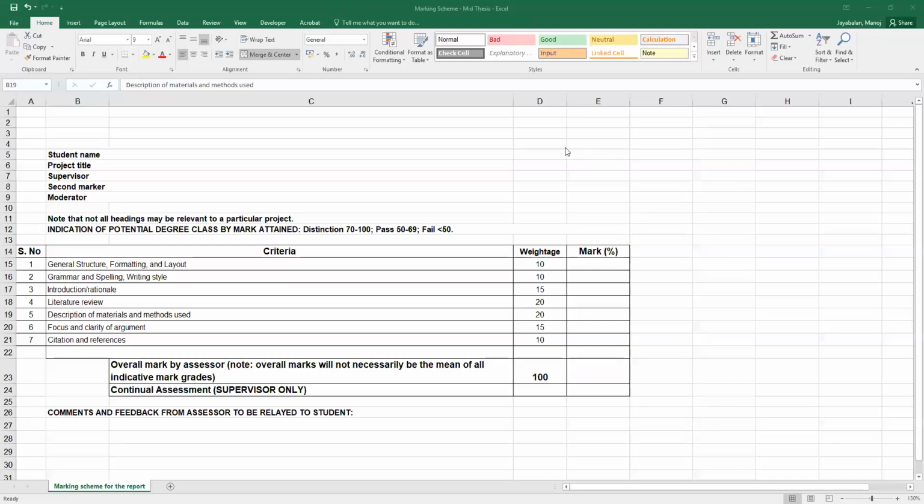Okay, guys, so this is the marking scheme for your interim report. If you want, you can just take a note.